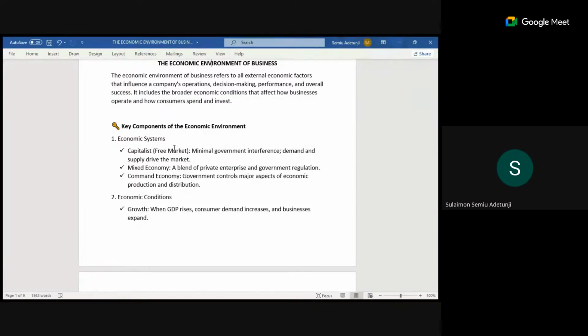The mixed economy comprises both private and government regulation. Government regulates it, and the private sector also participates in it. Command economy: government controls the major aspects of economic production in this part of the economy. An example of this type of command economy is our fuel now. Mostly government regulates it, saying you cannot sell above this rate.